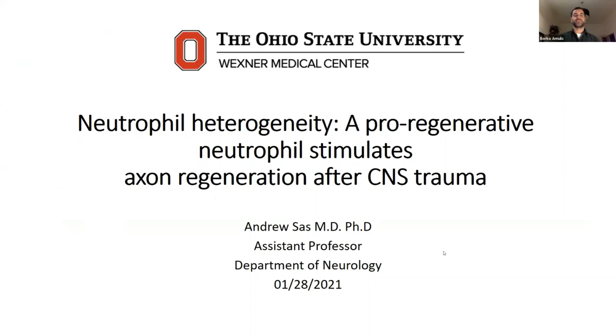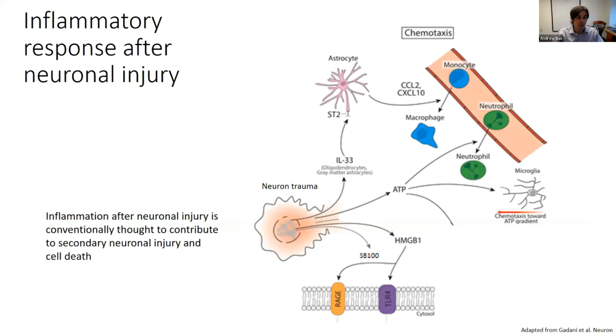Yes. All right, wonderful. So thank you for inviting me and letting me speak today. I'm going to talk to you about neutrophil heterogeneity, a pro-regenerative neutrophil that stimulates axon regeneration after central nervous system trauma. So, and then one more question. Can you see my mouse? Yeah, we can see it. Great. All right.